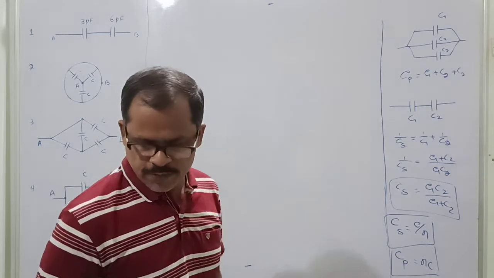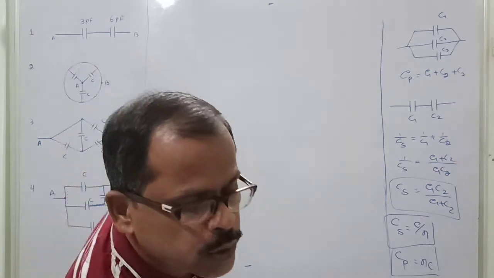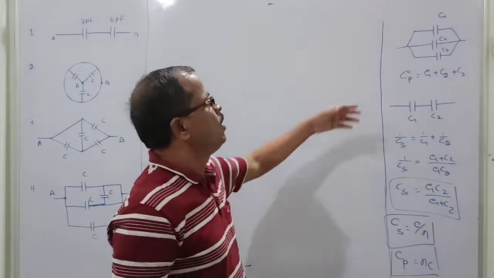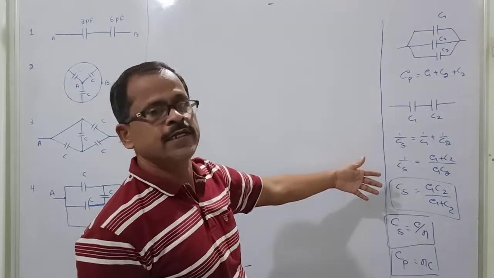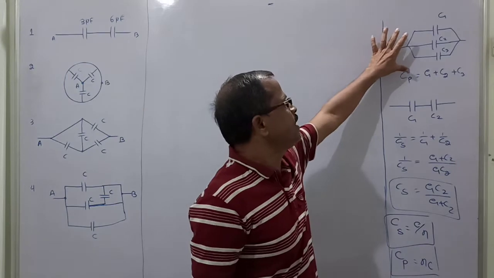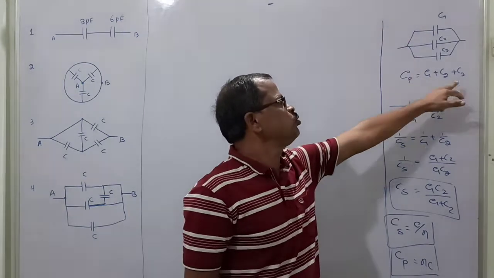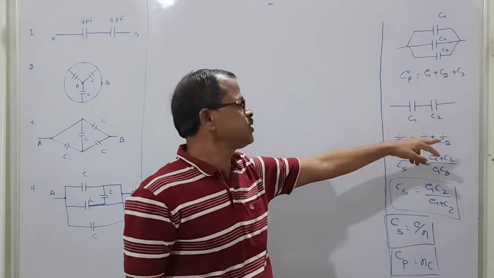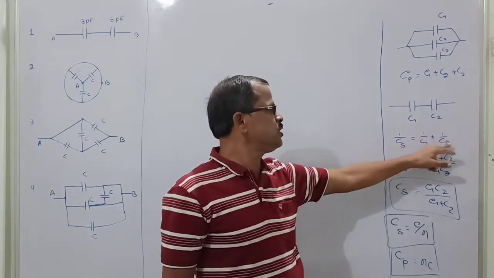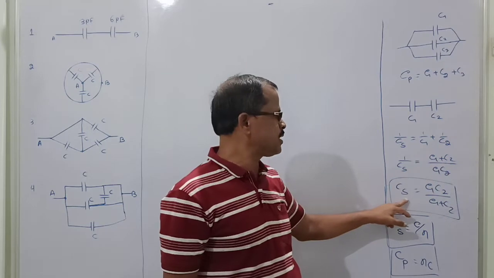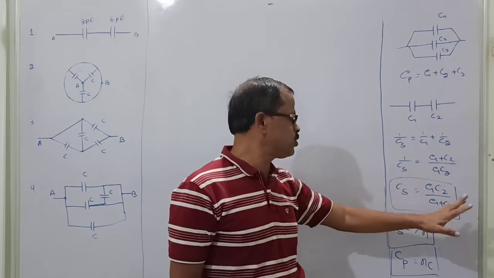So these are the problems we are going to solve, shown in the figure, and these are the formulas again. I am repeating them for your reference. These are the parallel connection: C1 plus C2 plus C3. Again, series connection, for two capacitors in series: 1 by C1 plus 1 by C2. So the net capacitance is C1 C2 by C1 plus C2.